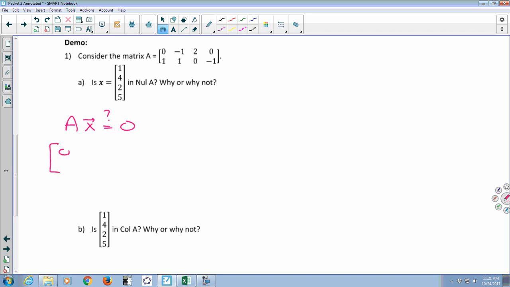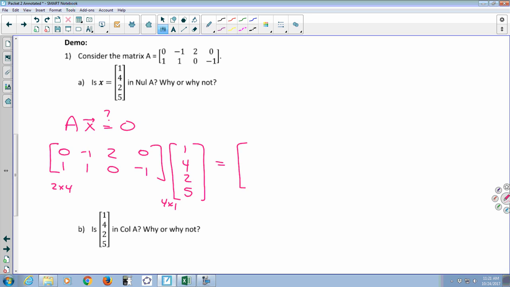So quick check: the matrix with rows 0, 1, negative 1, 1, 2, 0, 0, negative 1, multiplied by 1, 4, 2, 5. Make sure we're allowed to do this. This is 2 by 4. This is 4 by 1. Yes, the inner dimensions match. My output should be a 2 by 1.